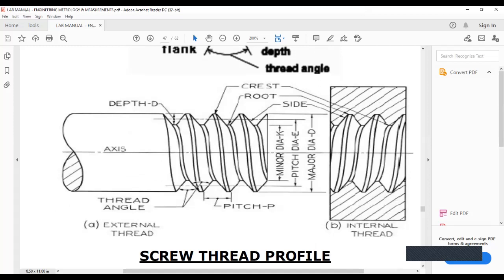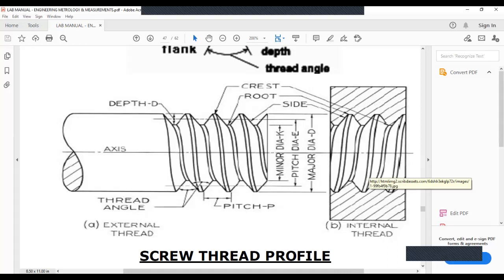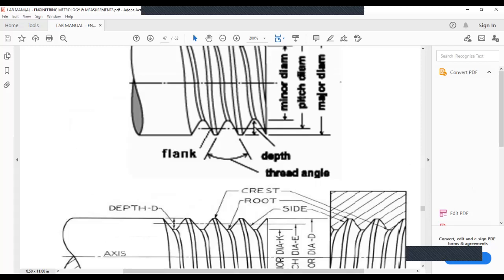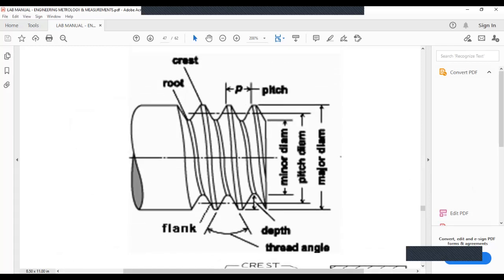Even on the right side, figure B is showing an internal thread. Suppose you consider there is a nut. Okay. At that moment, if you see inside the surface, we have the screw thread profiles. So here also, this profile consists of crest and root, just as the external thread also has crest and root. If it has depth, this internal thread also has depth. It consists of the pitch, so it also has pitch. If it has minor diameter, major diameter, pitch diameter, this internal thread also has similar kinds of features. Okay. So like this, whenever we concentrate on the external thread, it consists of the root, crest, pitch, major diameter, minor diameter, pitch diameter, flank, and depth, then after that the thread angle.